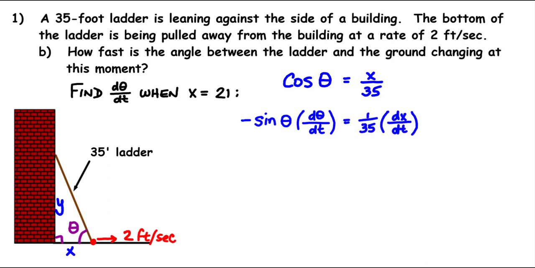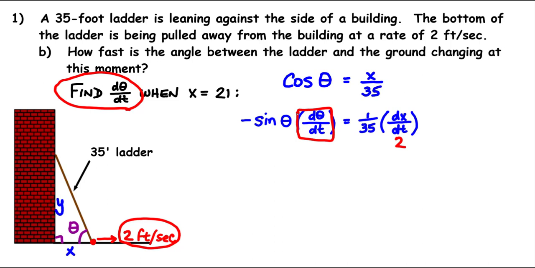Okay, now that the derivative has been taken, we are allowed to plug in items. Again, we know what dx dt is. We know that it is 2 because that's this 2 feet per second down here. So that's going to be nice. So 2 goes in there. That makes the right-hand side 2/35. We don't know what d theta dt is, because remember, that's what we're trying to find. So this d theta dt that I'm boxing up is going to stay a mystery.